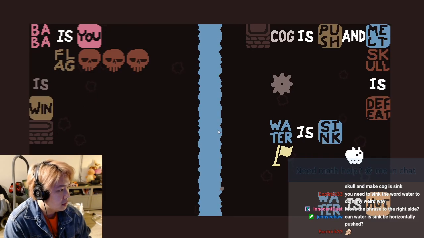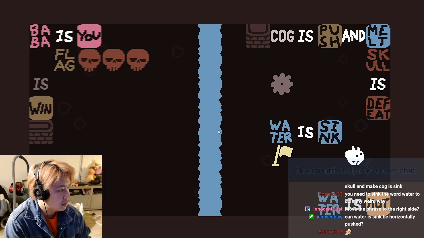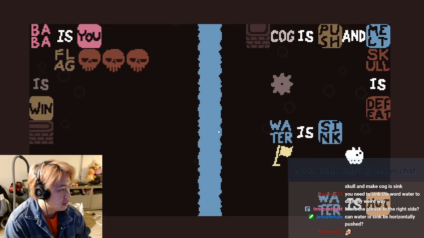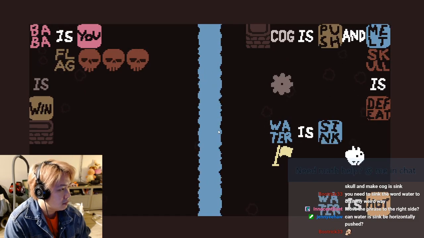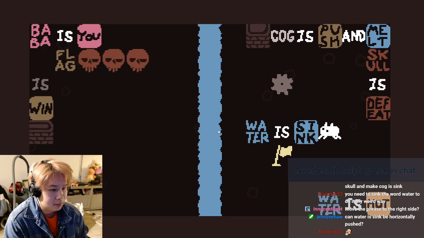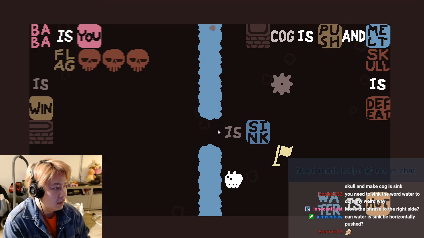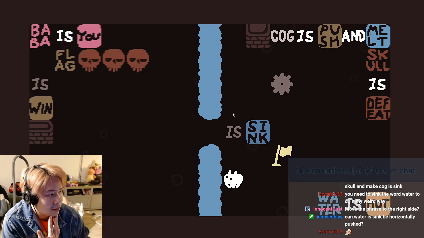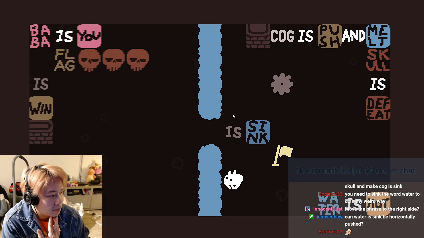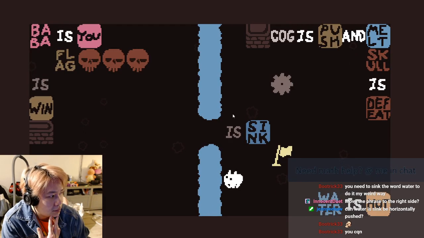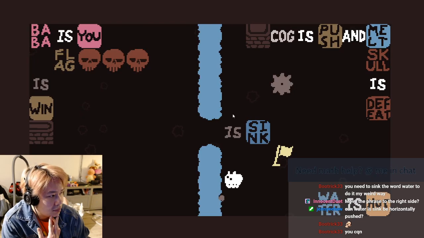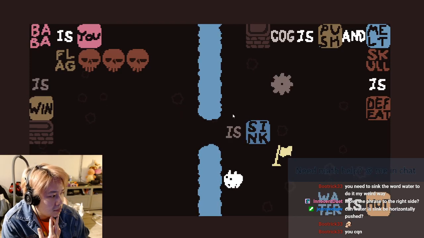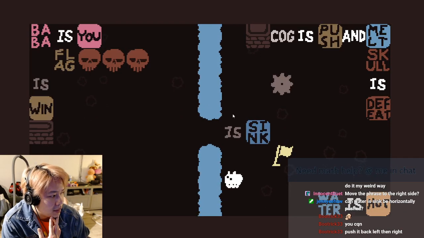then you can move the cog to the top left skull and make cog is sink. You need to sink the word water in a weird way. Actually, I can't even get this over here if I were to push it this way to sink the water. You can. Yeah, that's true.